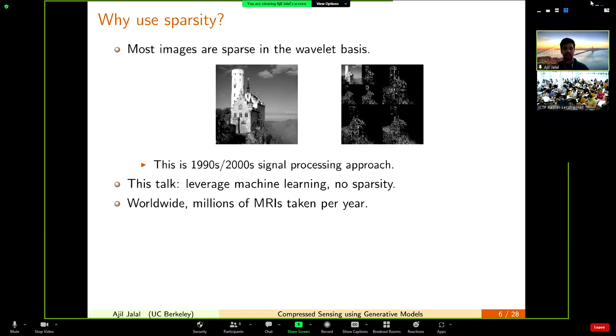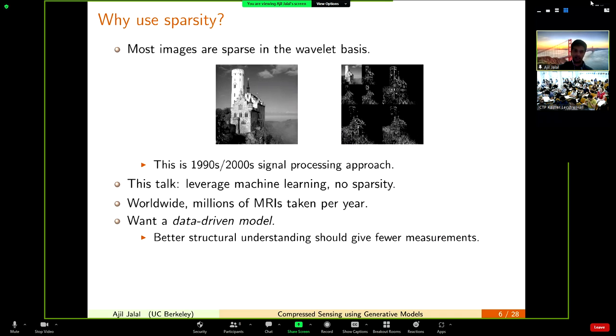And the intuition is that every year, millions of MRIs are taken. And this gives us some data-driven model for modeling these images. And if you have these millions of images, you should be able to look at them and develop some better understanding or more complicated understanding of them than just simply having them as sparse in a wavelet basis. And this structural understanding of what a brain MRI looks like should allow you to take fewer measurements in the future, which will imply lesser scan times and make MRIs more accessible and inexpensive.